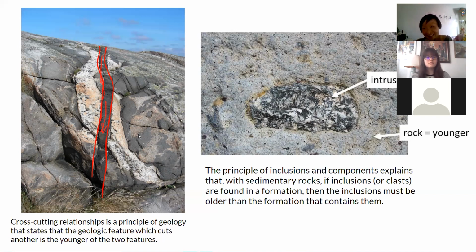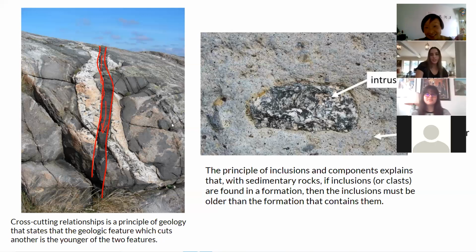Make sense? So remember this cross-cutting, we actually call that a dike. It's always younger than the surrounding rocks. It doesn't matter what the rocks are, we just want to date this cross-cutting. This cross-cutting is always the last, because you need to have your rock layer ready. Any questions?